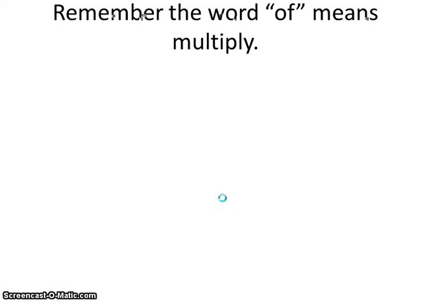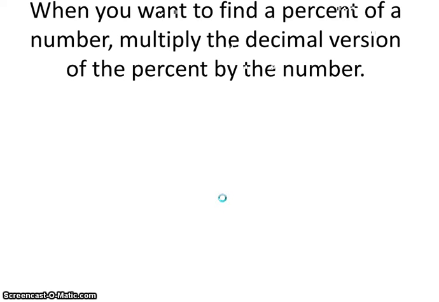Remember, the word of means multiply. In the problems we're going to look at today, you're going to be multiplying a number by a percent. But this percent is going to be written as a decimal. When you want to find the percent of a number, you need to multiply the decimal version of the percent by the number. Well, let's look at how to turn a percent into a decimal.